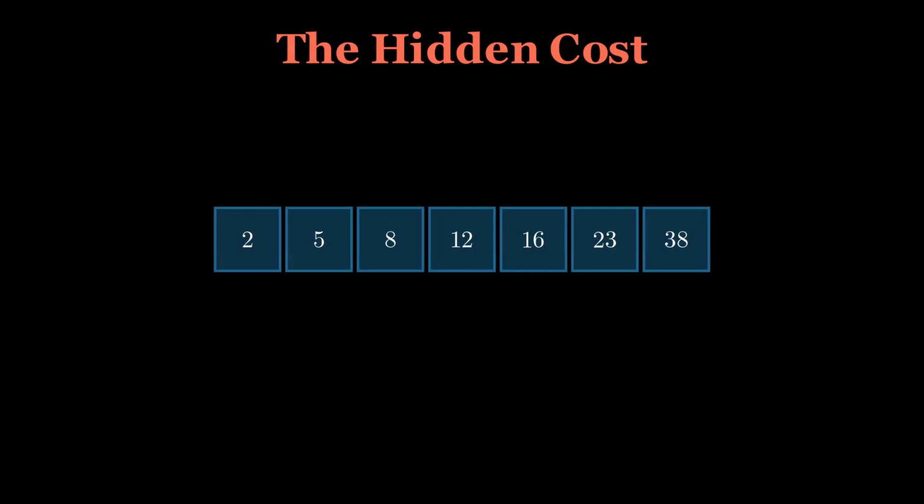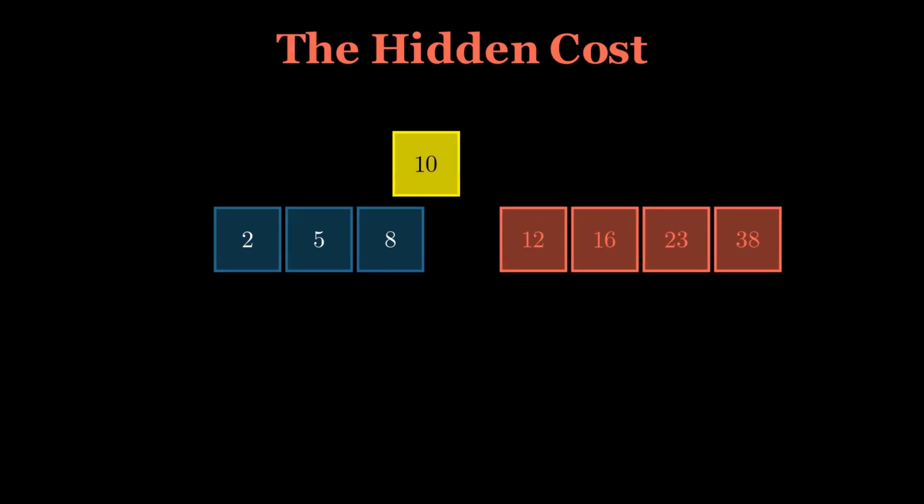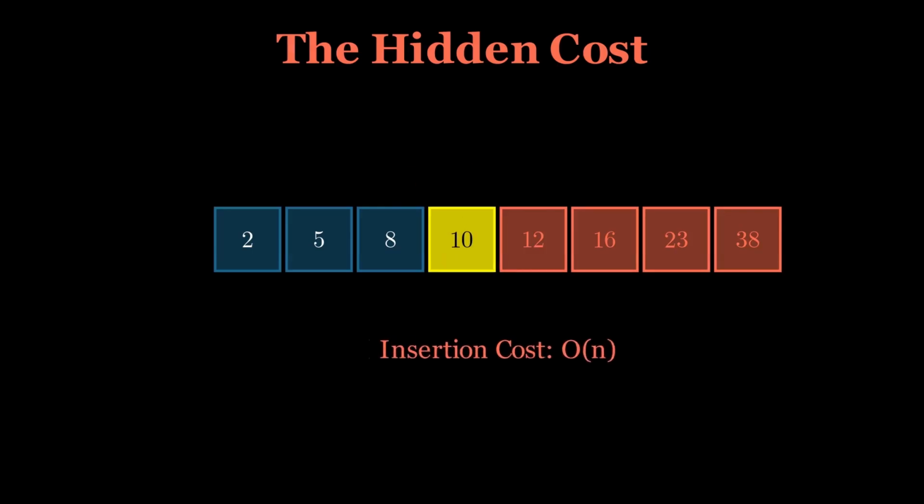Binary search is incredible, but there is one major catch. The array must remain sorted. What if we want to add the number 10? It belongs here, between 8 and 12. But to make room, we have to shift every single subsequent element. This shifting takes linear time. If we have billions of items, inserting is slow.